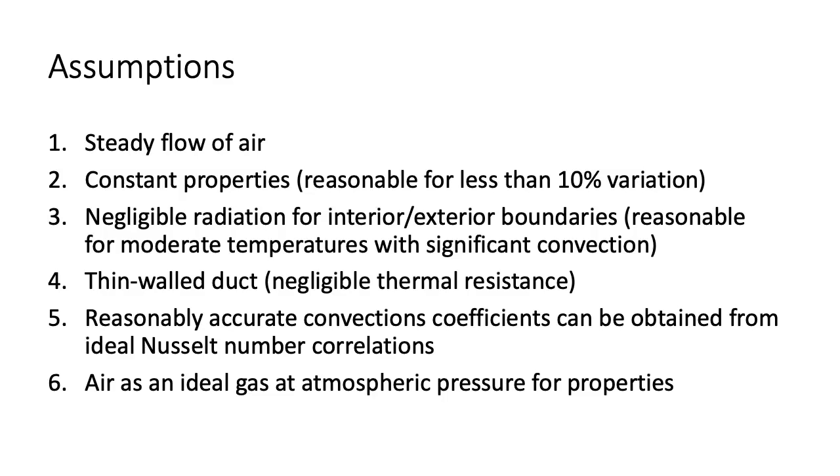Our fourth assumption is that we can obtain reasonably accurate convection coefficients using ideal Nusselt number correlations for this complicated geometry. Our fifth assumption is that the air is an ideal gas at atmospheric pressure, which will be used to look up properties. Clearly, these are some significant assumptions, and we should only expect an accuracy of about plus or minus 20% for our results.